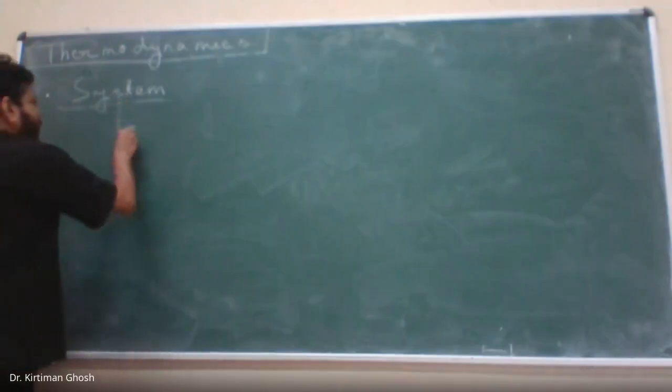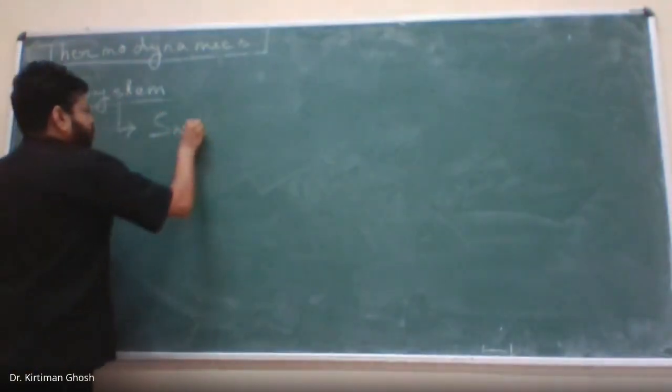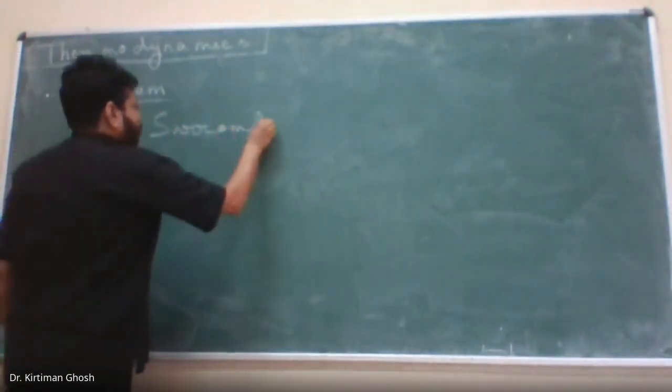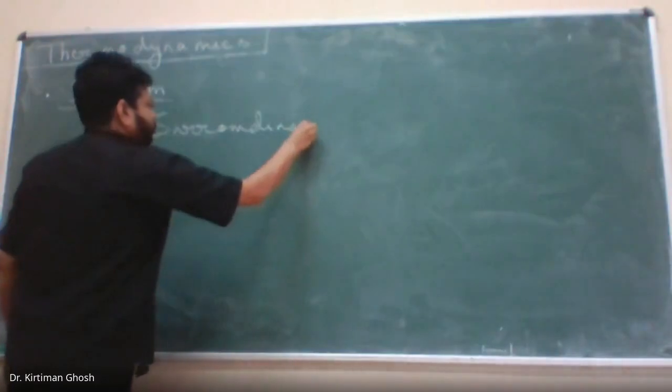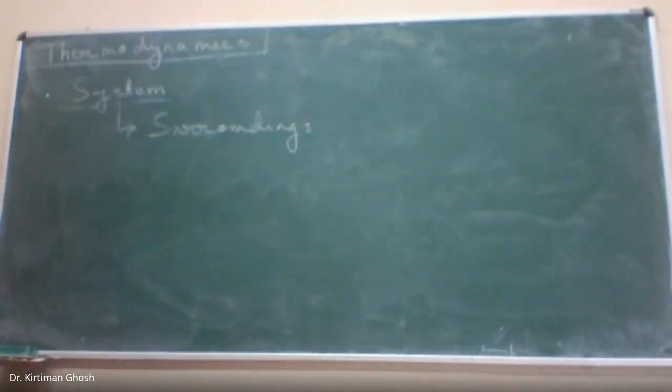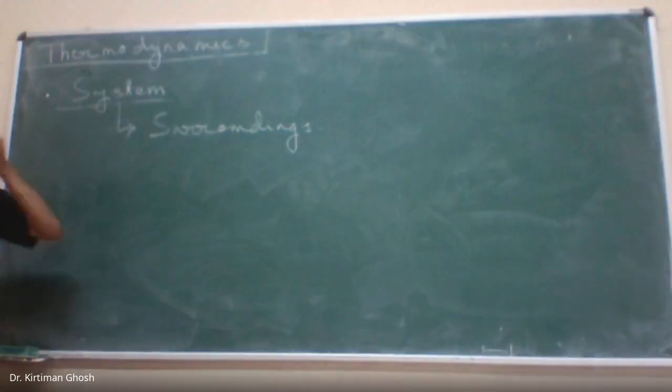I am taking the class in this room and I am working on this board. At this point, this board is a system for me. My focus is concentrated on this board. It could be anything. System always comes with surroundings. Everything surrounding this board is the surroundings of this board.